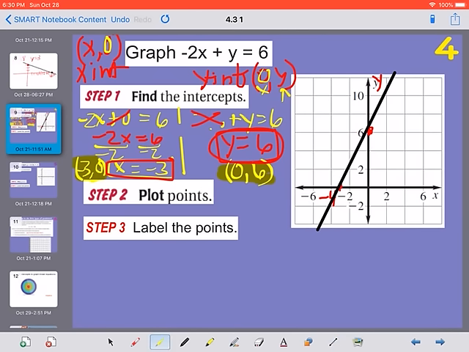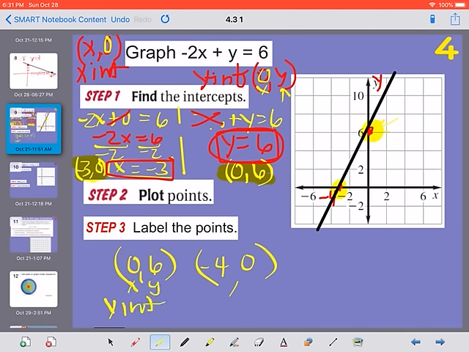We got ahead of ourselves. It does say label the points. Our 2 points that we used right up here on our y-axis, that point was 0, 6, and the point down here was negative 4, 0. So for our y-intercept, x, we had a number for y, and for our x-intercept, we had a number for x.